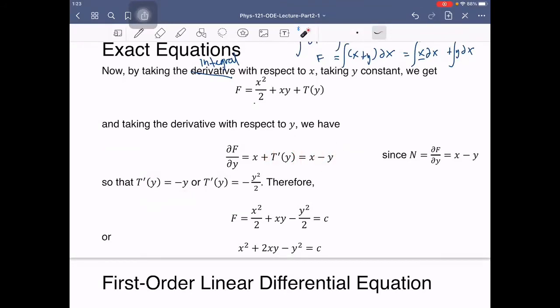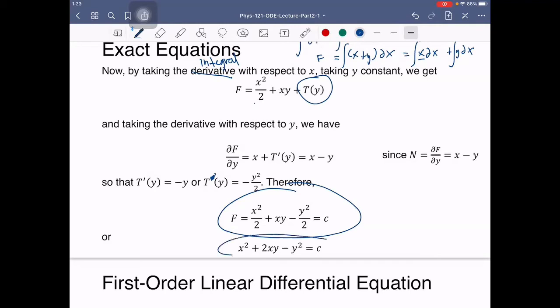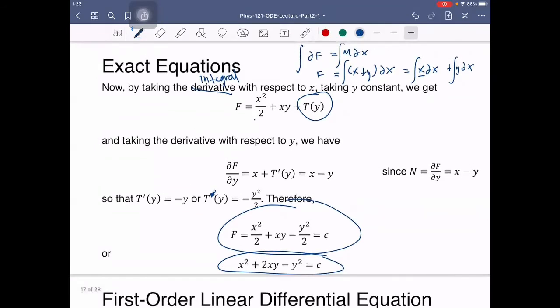And pag kinuha natin yung integral niya, sorry, should be t. So t of y is equal to negative y squared over 2. Therefore, palitan natin yung t of y natin noon. So we have this solution. So dahil yung pag-exact is equal to constant, this is the solution for that differential equation. Okay? So maliwanag? Let's continue.